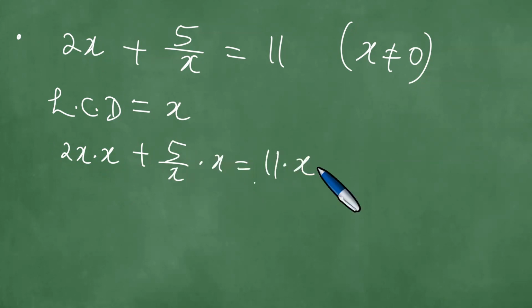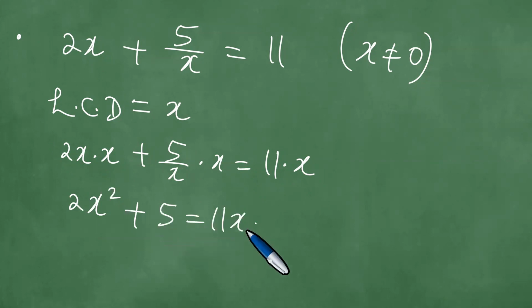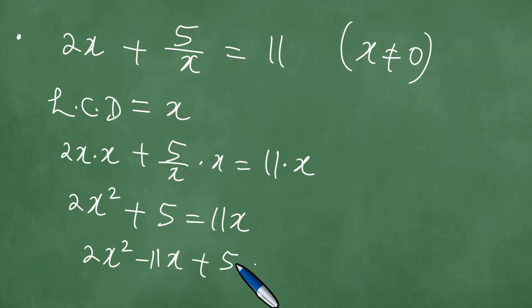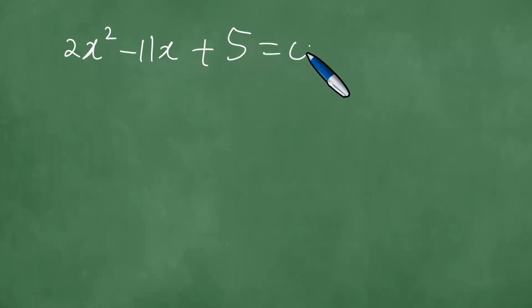We have 11, we multiply by x, and this is exactly 2x squared plus 5 equals 11x, which is 2x squared minus 11x plus 5 equals 0. To factorize this, we can use the quadratic formula, yes, but we can use other methods as well. So we can use a couple of other methods to actually solve this.